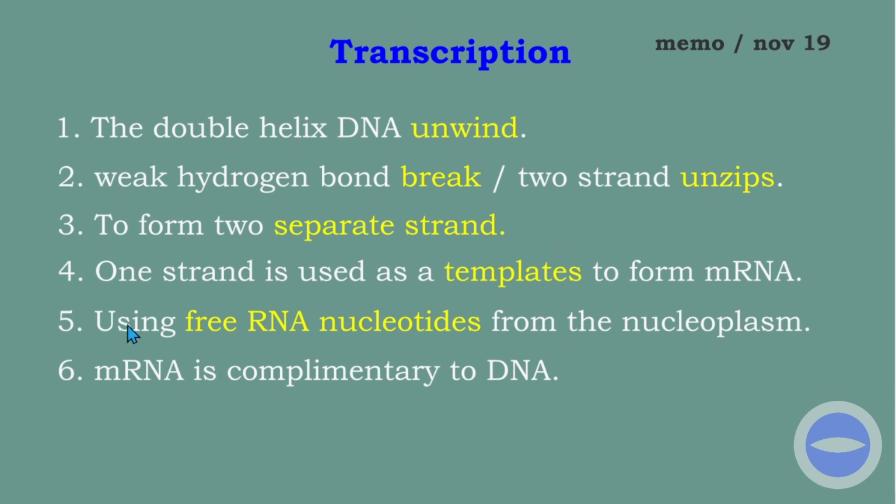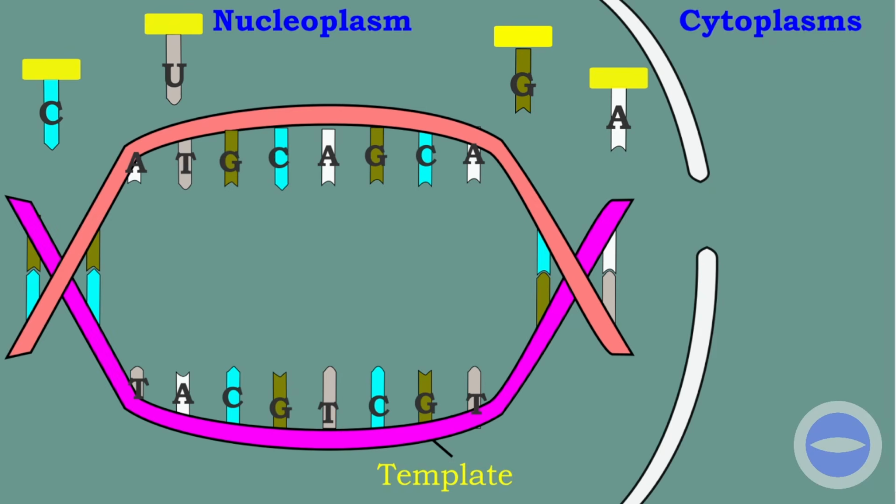And then we use free RNA nucleotides from the nucleus. In the nucleus, we've got free RNA nucleotides. If you can see, this is cytosine, this is uracil, this is guanine, and this is adenine. So these are free, just floating inside the nucleus. We will use them to complete this template here.